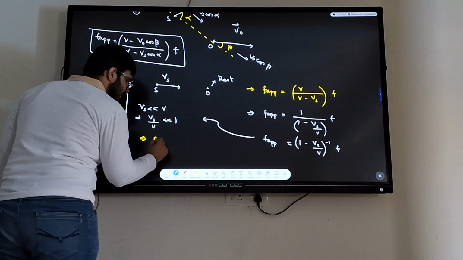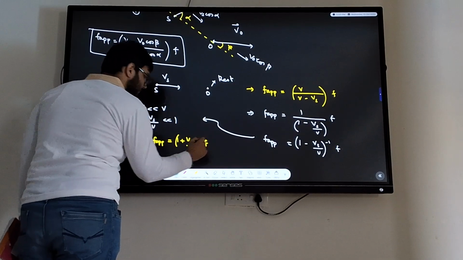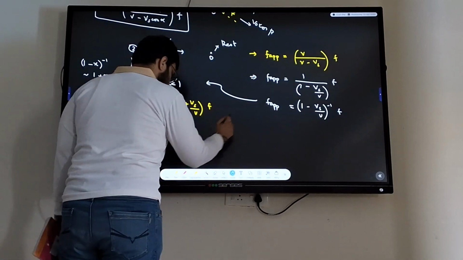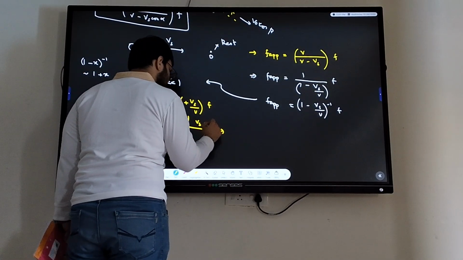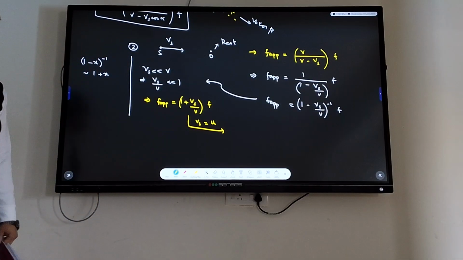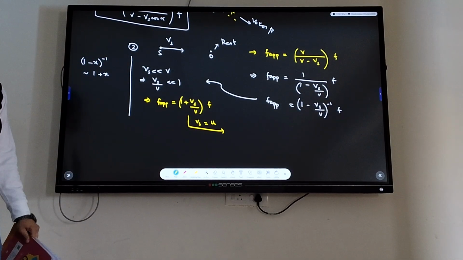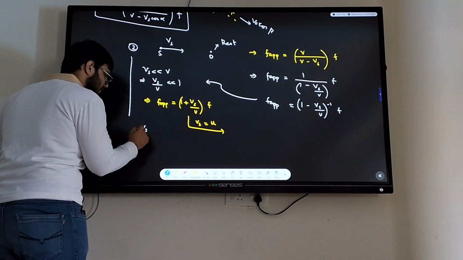Then what will I find the final form to be? F apparent is equal to (1 plus Vs by V) times F. I will rewrite it again into this form where I will call this Vs to be equal to u. And what is u? I will call u the relative speed between the source and the observer. And why do I say so? Look at this.